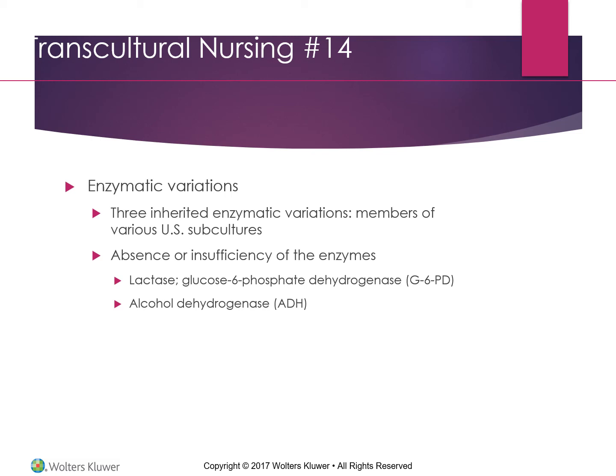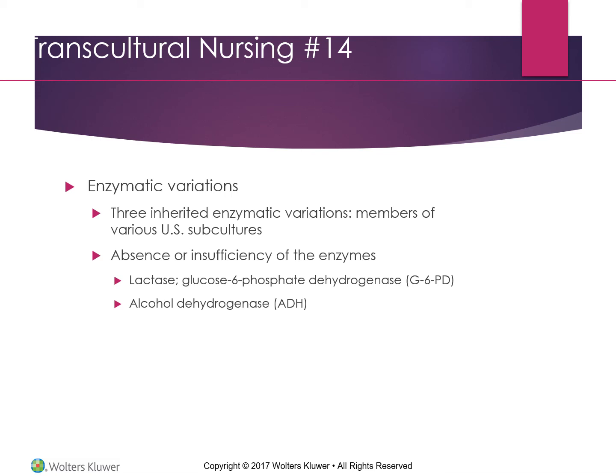G6PD deficiency. G6PD is an enzyme that helps red blood cells metabolize glucose. African Americans and people from Mediterranean countries commonly lack this enzyme. This disorder is manifested in males because the gene is sex-linked, but females can carry and transmit the faulty gene.